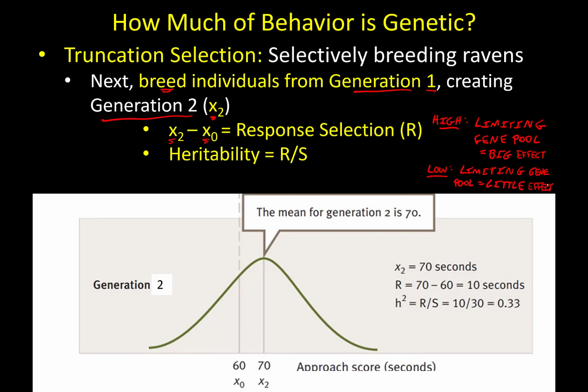We can actually use our selection differential and our response selection variables to calculate or estimate how heritable the behavior of approach time actually is. This all makes more sense once you start to work through an example. So let's do that now. Let's put this in context and actually put it to work.